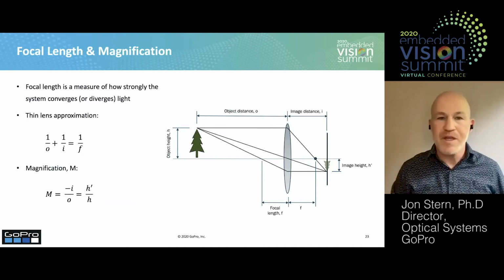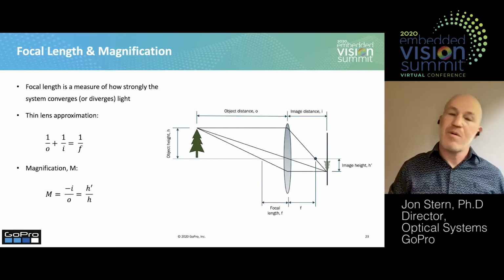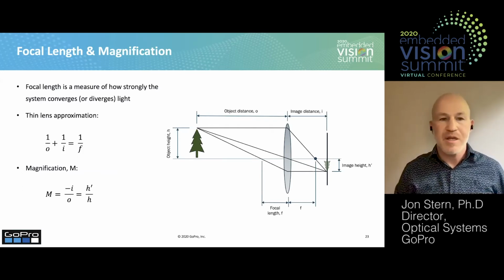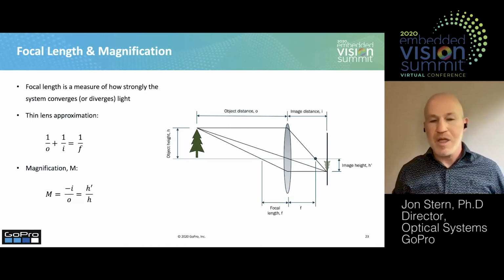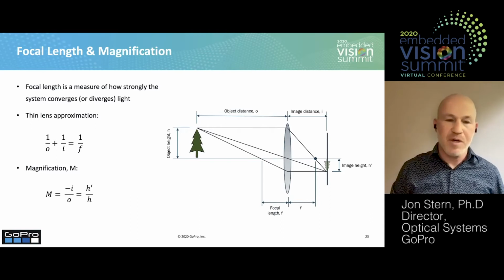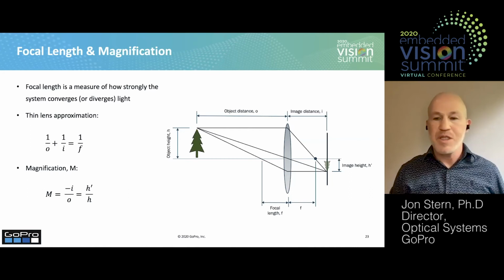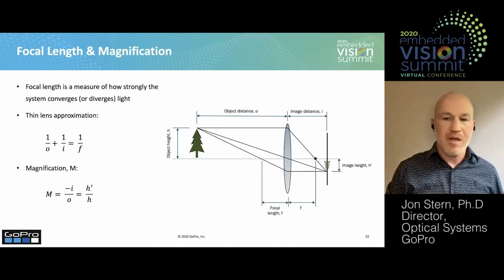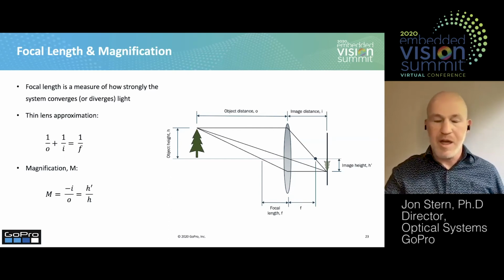Focal length is a measure of how strongly an optical system converges, or diverges, light. Generally, we can use the thin lens approximation, where 1 over the object distance plus 1 over the image distance equals 1 over the focal length. The calculation for magnification is straightforward: minus the image distance divided by the object distance, which is equal to the image height on the sensor divided by the object height.